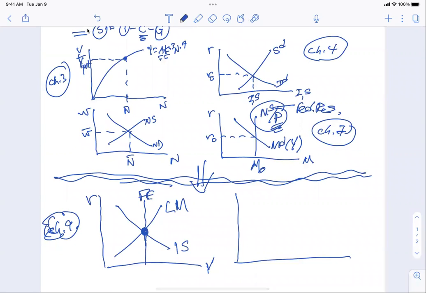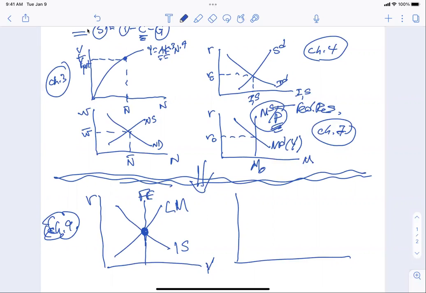So every point on the IS curve represents a place where I and S intersect in the goods market. In other words, equilibrium in the goods market. Every point on the LM curve represents the place where money demand and real money supply intersect in the asset market. And every point on the full employment line represents the place where labor demand and labor supply intersect in the labor market. So we have three markets, and the production function describes our whole economy.